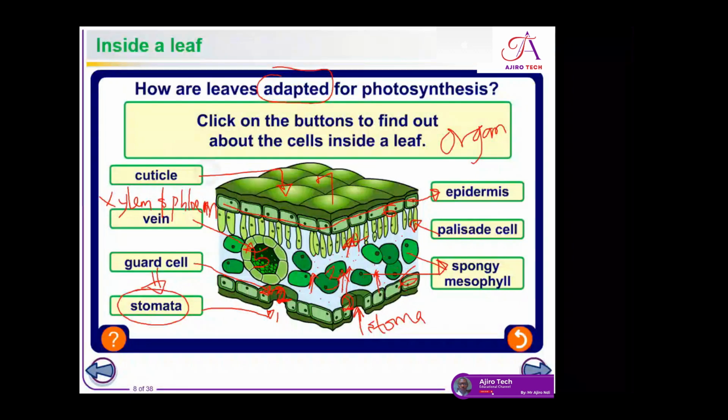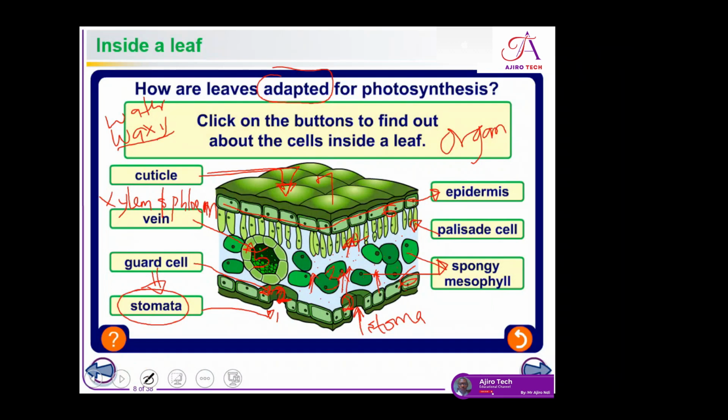The cuticle. Why do we have the cuticle? The cuticle is waxy and also waterproof. It reduces water loss by evaporation and transpiration. That's why they usually have a thicker cuticle at the top than at the bottom of the leaf.